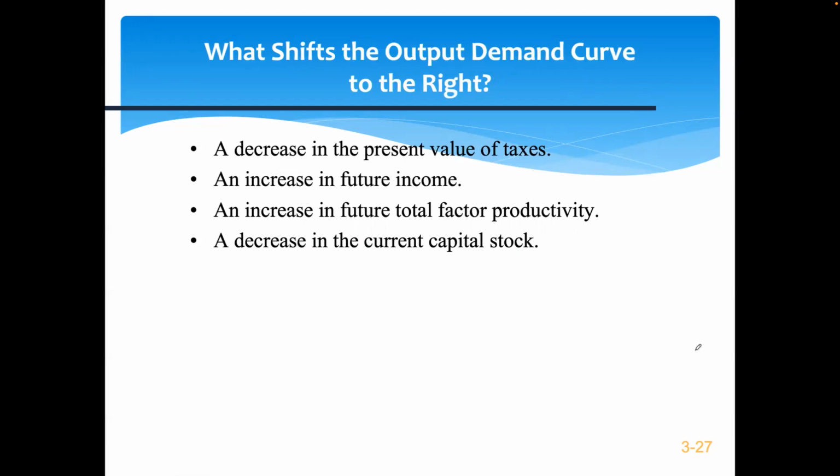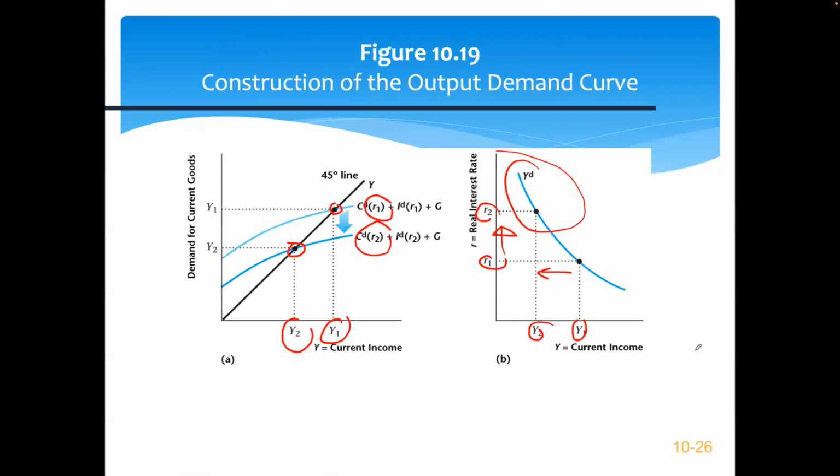And then there's an income effect on your consumption, and your consumption is going to increase, and certainly the output demand is going to increase, meaning shift to the right. Let's go back here, shift to the right, meaning for any level of interest rate, you're going to demand more. Why are you going to demand more? Because the C is going to increase, right?